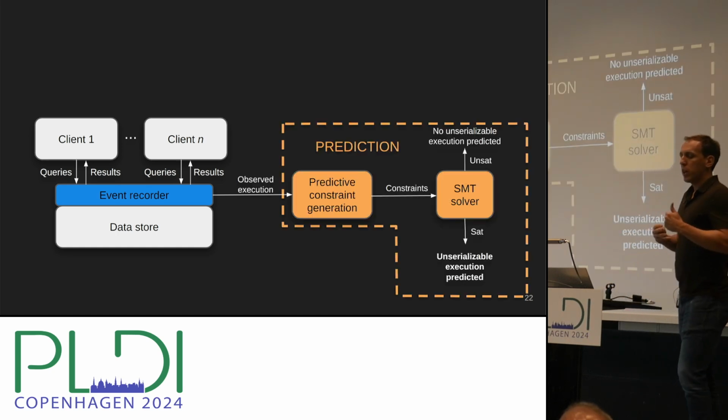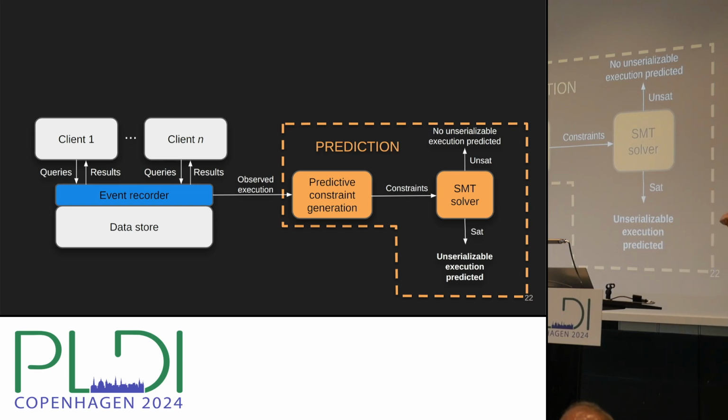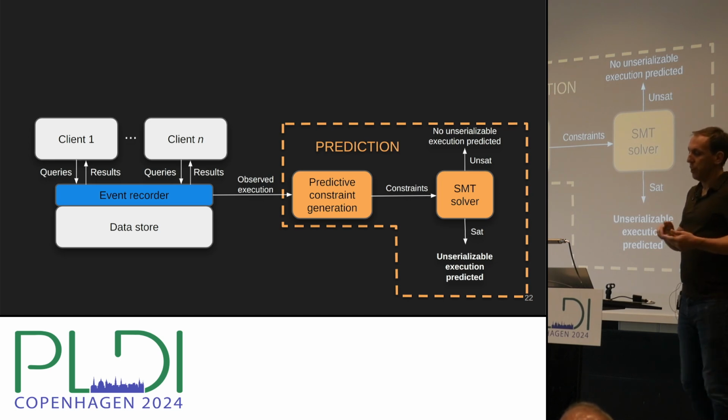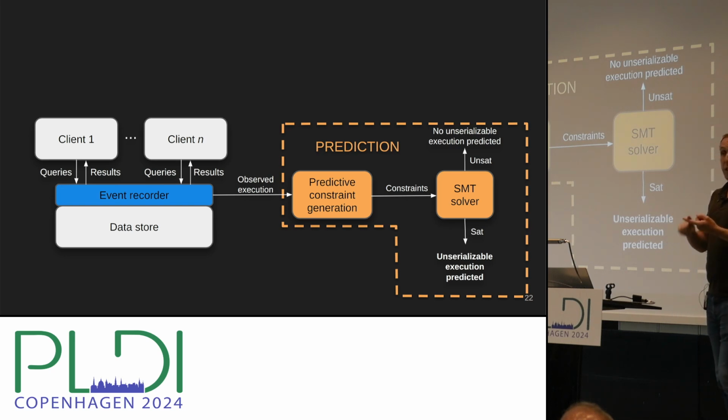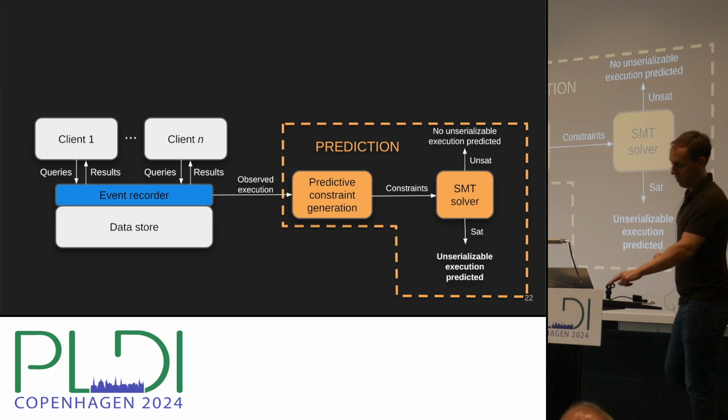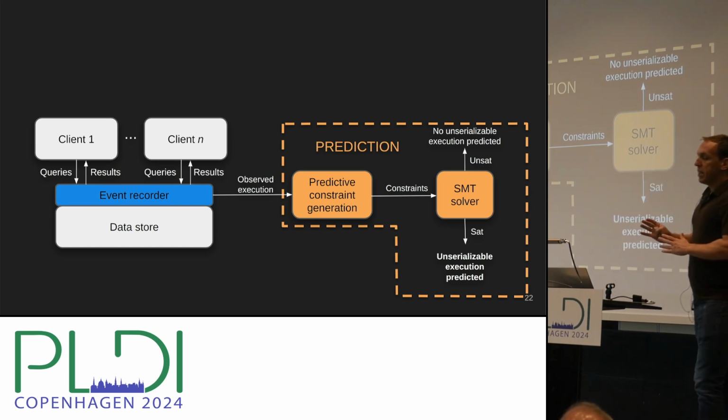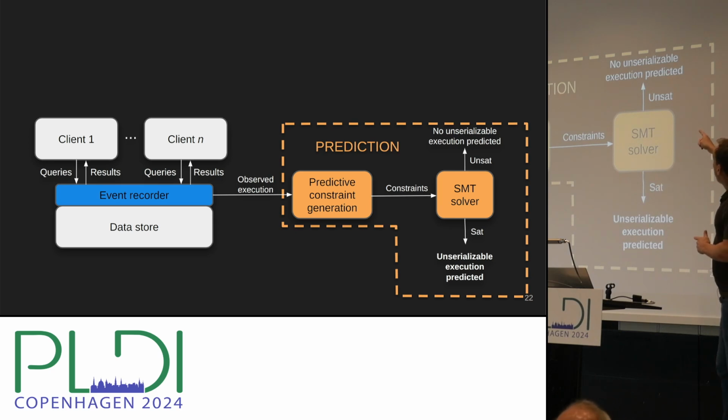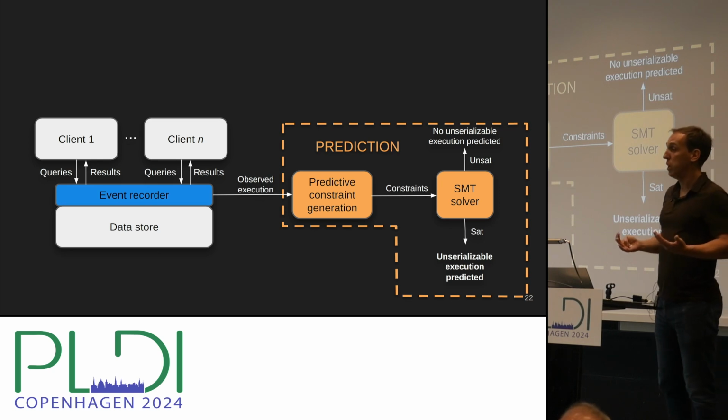The event recorder captures the observed execution and gives that to the prediction component of IsoPredict shown here. The prediction component generates SMT constraints that say three things. Based on the observed execution, it should come up with a predicted execution that is feasible, that obeys the weak isolation level, like causally consistent, and that is unserializable. The SMT solver might say no such predicted execution exists, unsatisfiable, or it might say an unserializable execution was predicted, satisfiable. In that case, it can report what the execution was to the programmer.